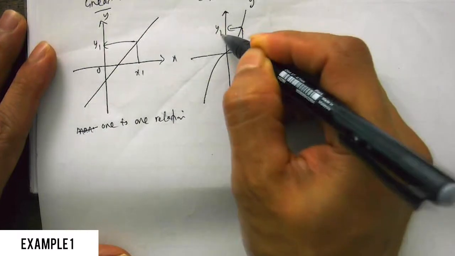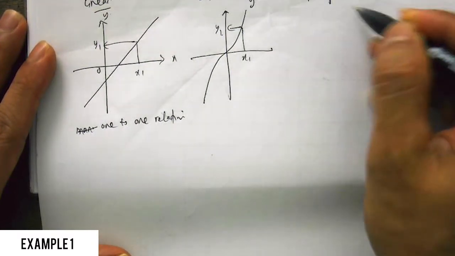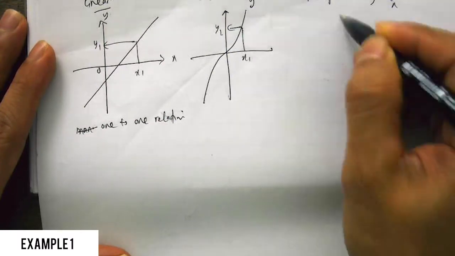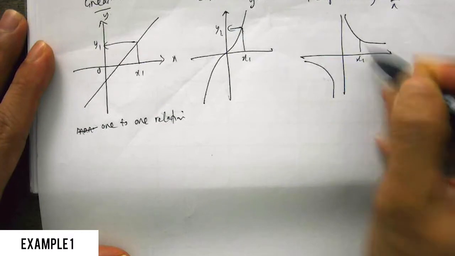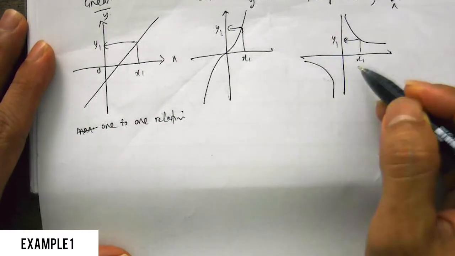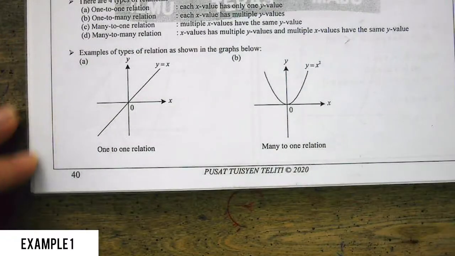onto one y value. Now we can also have a reciprocal function like y equals 1 over x. 1 over x is like this. One x value is also mapped onto one y value. It's also a one-to-one relation. So all these are one-to-one. Alright? Okay, example of many-to-one.